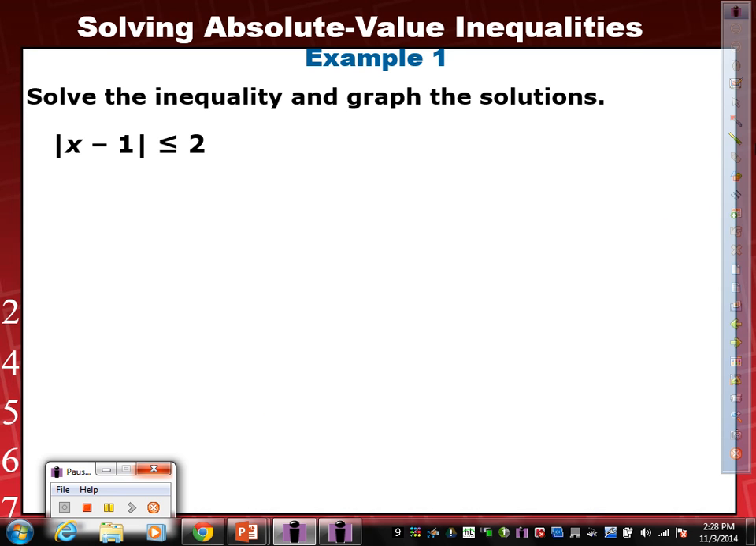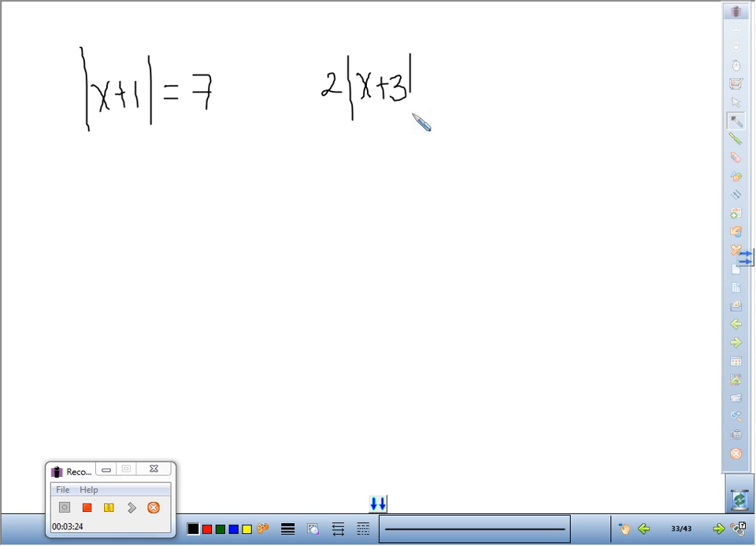Pens down, please, eyes up here. Now, let me elaborate first on absolute values. Pay attention, please. I'm going to revisit these really quick. In the past, I gave you stuff that looked like absolute value of x plus 1 equals 7. Then I gave you stuff that looked like 2 times the absolute value of x plus 3 equals 10. Then stuff that looked like absolute value of x minus 4, plus 3 equals 15.